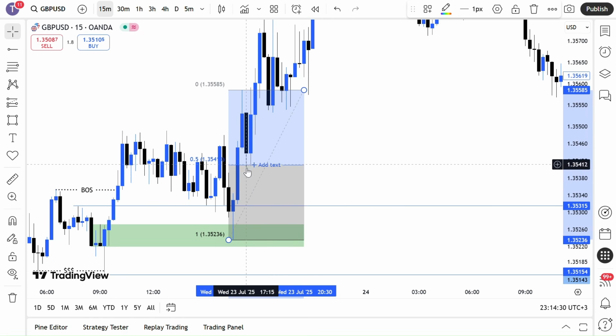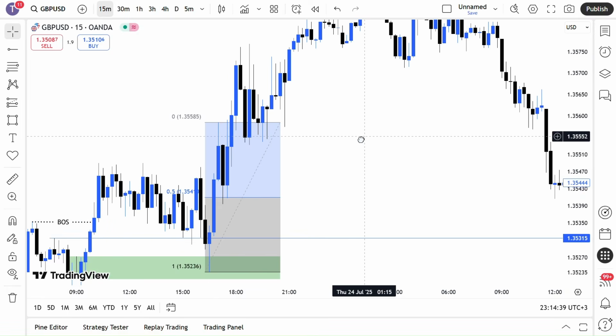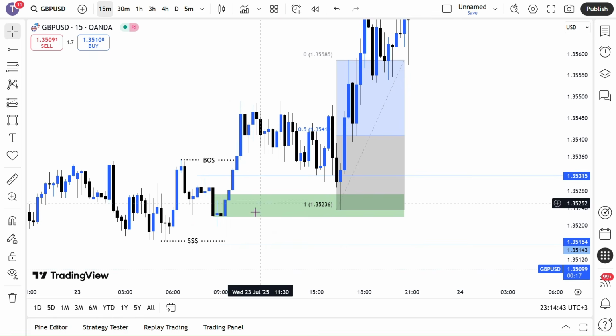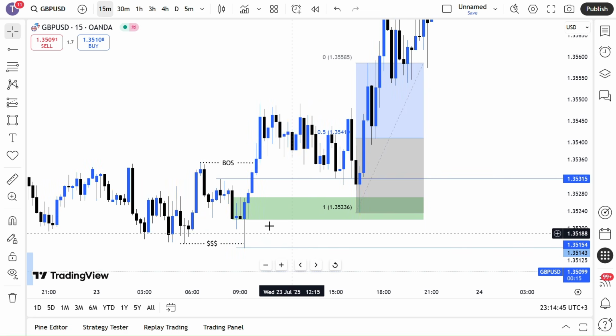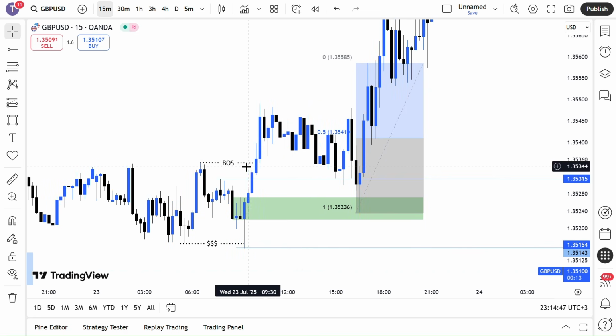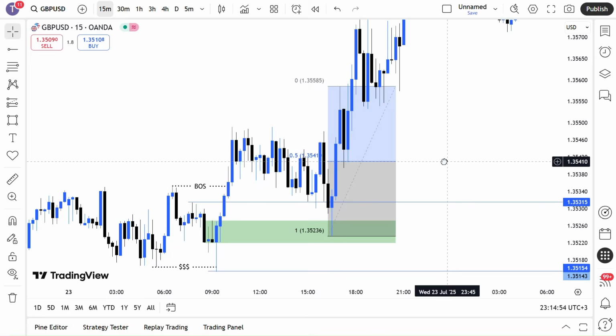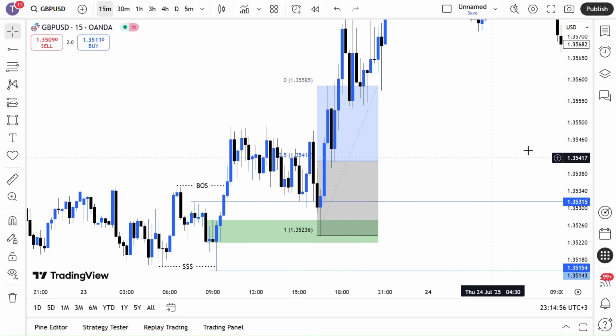Market tapped into the 50%, and you could have entered another second position from this point to the upside and target 1:3 risk to reward ratio. But for me, I entered from this zone because I had this confirmation that this is a valid break of structure, and there was a sweep of liquidity down here. So this trade was a sure win for me.